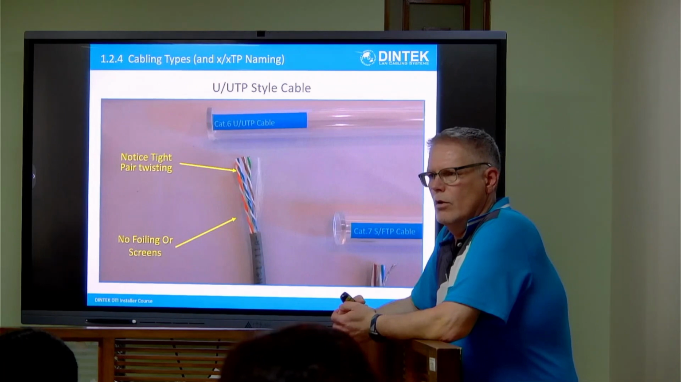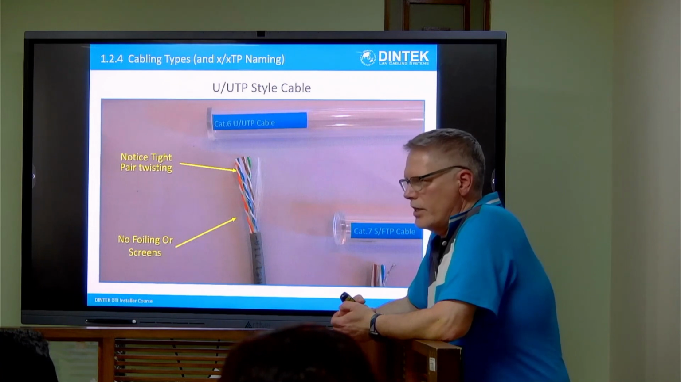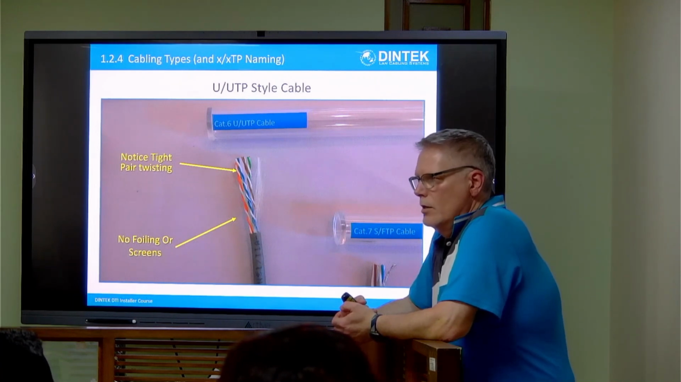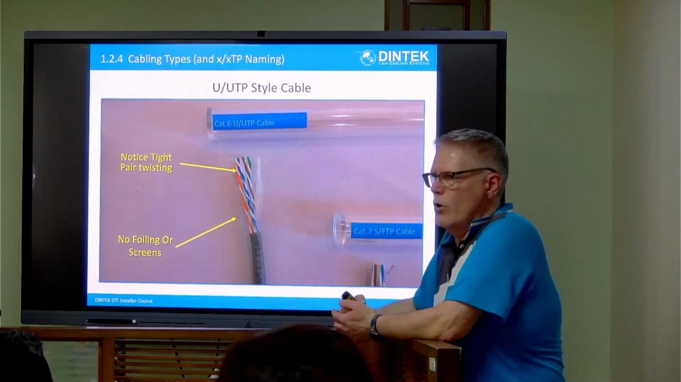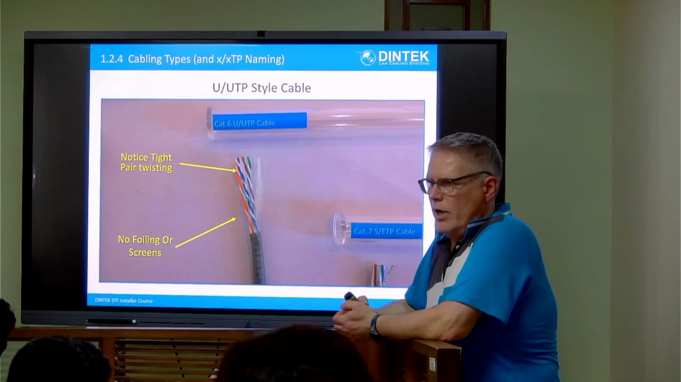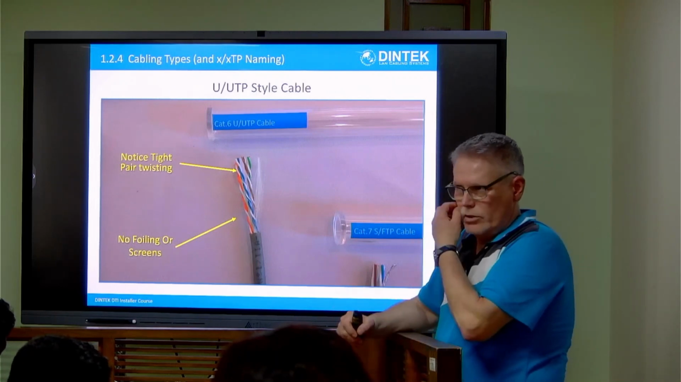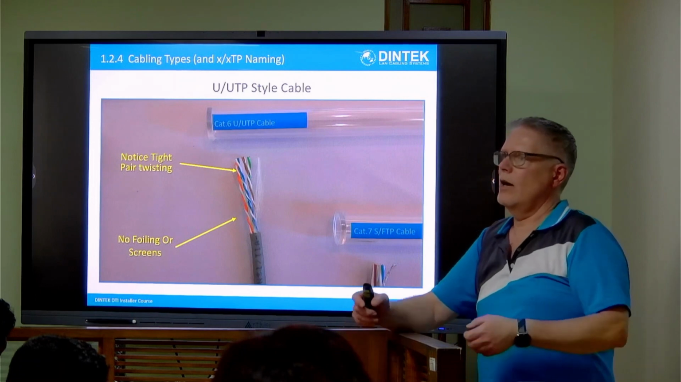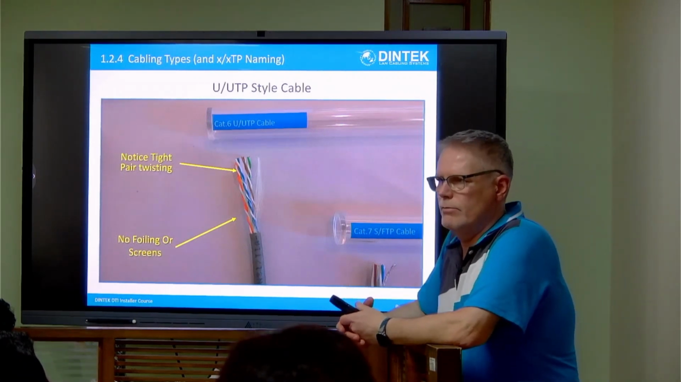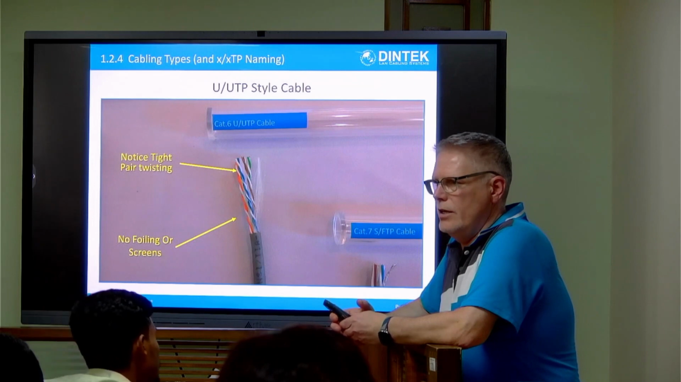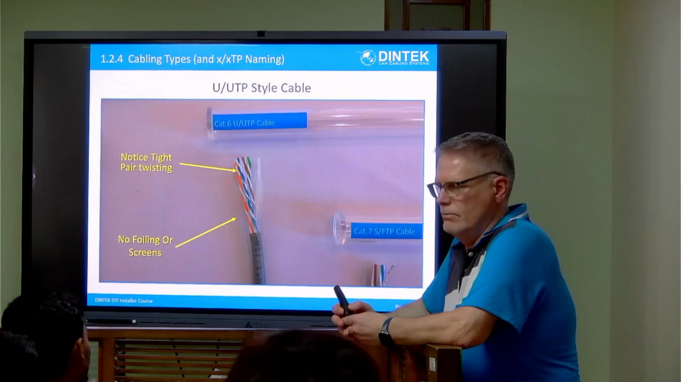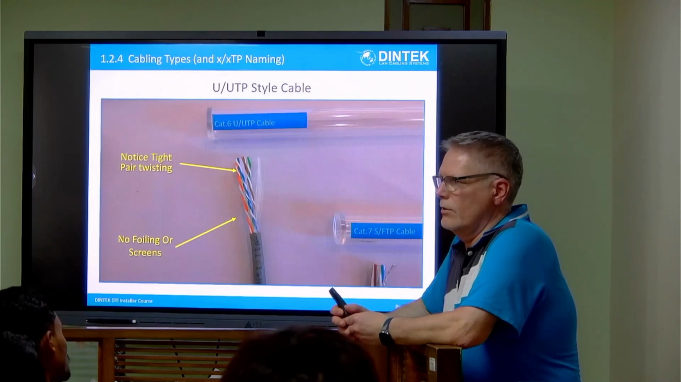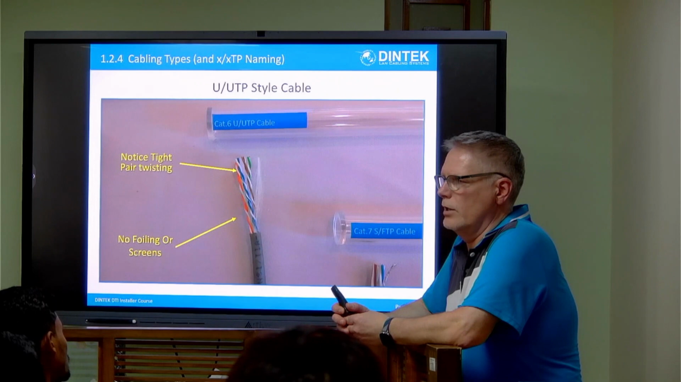Is there any difference in copper thickness? Category 6 is predominantly 23 gauge, so 23 AWG, American wire gauge. You can get 24 gauge in Cat 6, but you're going to get better performance with 23. Cat 6A has 22 gauge, so it's slightly thicker. And I think Cat 7 is 22 as well.